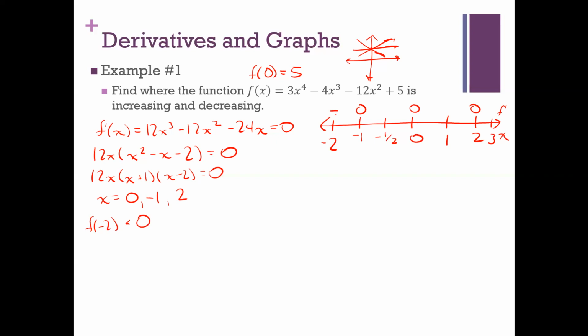How about -1/2? We're going to have a negative times a positive times a negative. So that'll be positive. If I plug in 1, I'll have positive times positive times negative. And finally 3, positive times positive times positive.